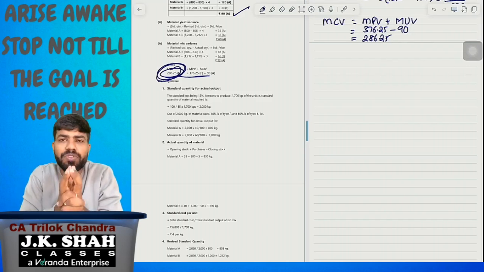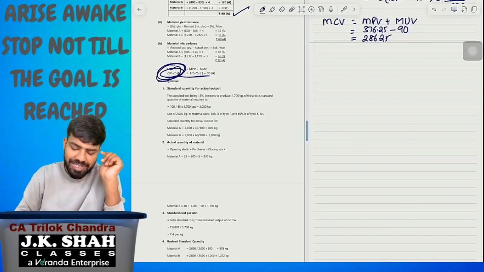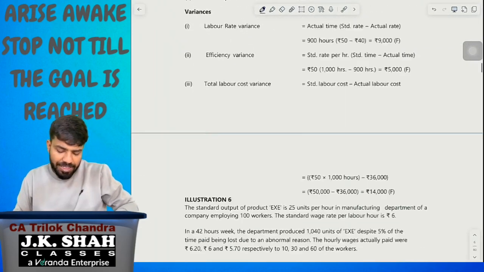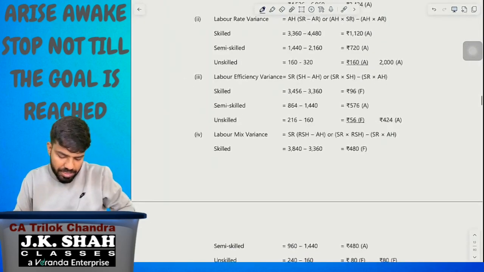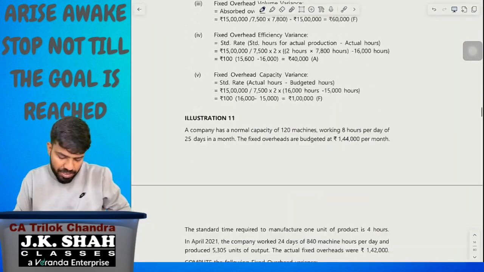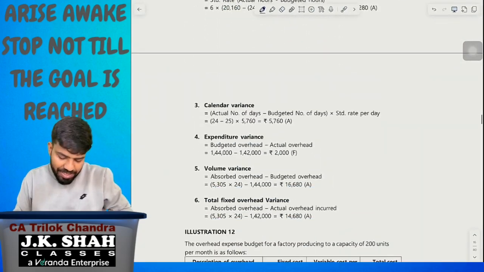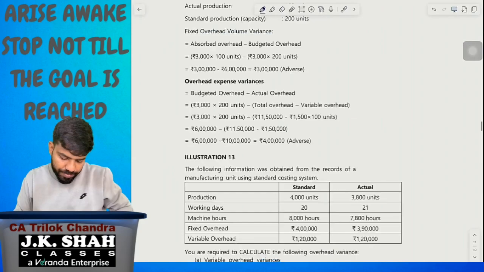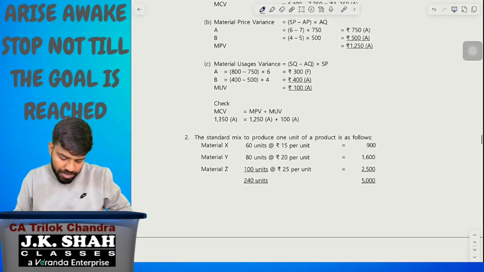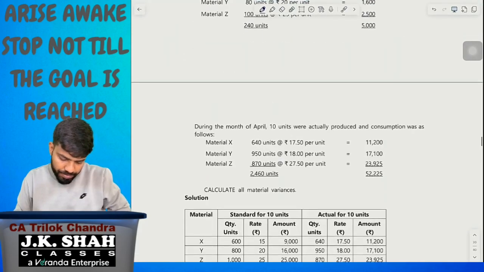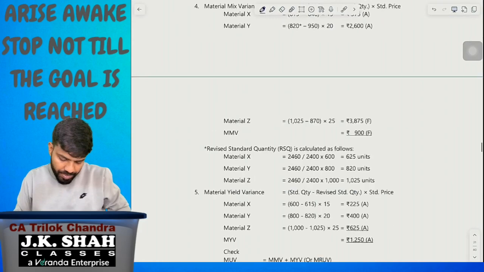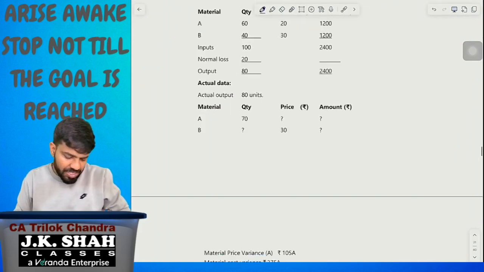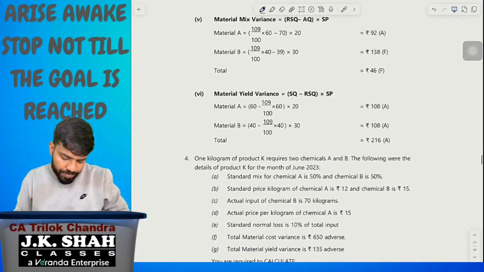Okay, apart from this question, I can tell you one more question which is slightly complicated. That is in illustrations. In illustrations, they had given one question where they didn't give the standard quantity. In practical questions, remaining questions you can manage easily. This is also a very simple question.